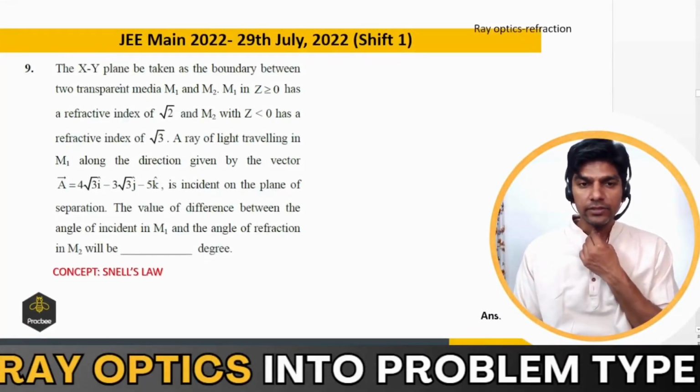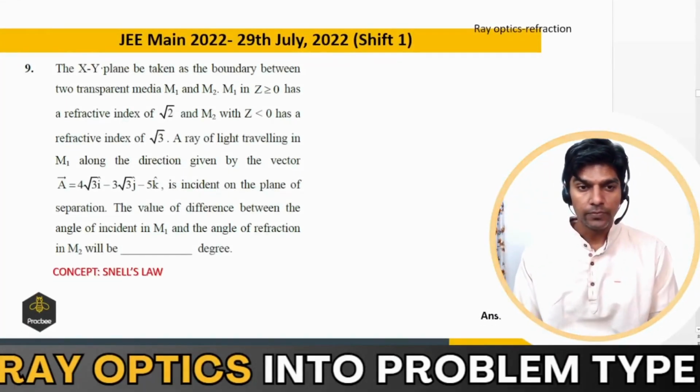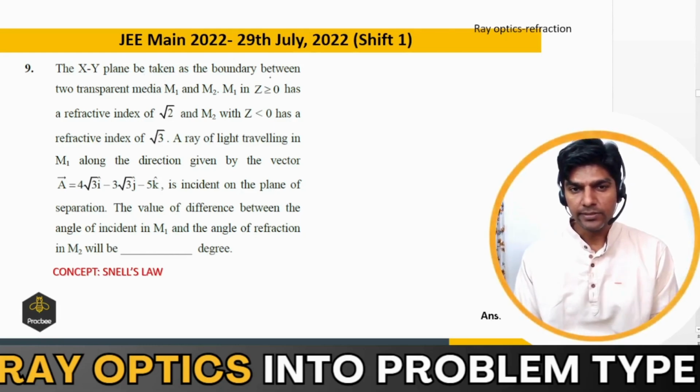Now let us see the next illustration based on Snell's law. The xy plane is taken as the boundary between two transparent media M1 and M2, where M1 in Z greater than or equal to 0 has a refractive index root 2, and M2 with Z less than 0 has a refractive index root 3. Okay, let me just draw the diagram.